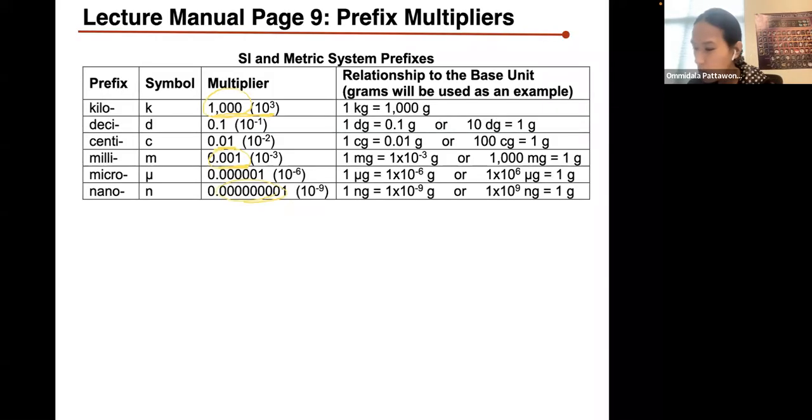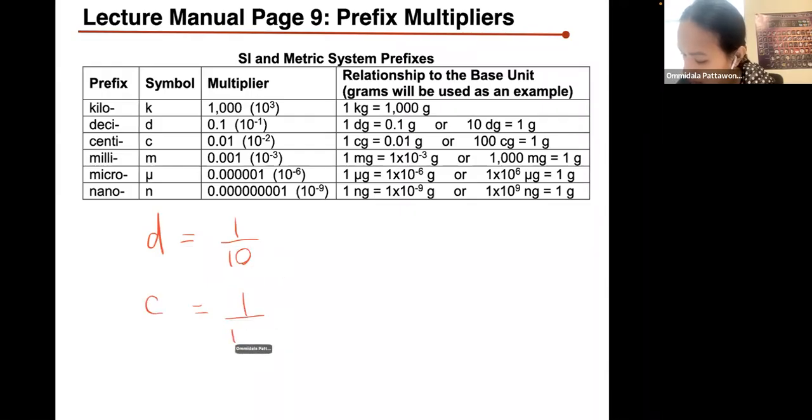If you want to write this in fractional form, kilo would be 1,000, and then deci, I'm going to list it like this, is equal to 1/10. So that's what it means. Centi is 1/100, which is equal to 10 to negative 2. Deci is 10 to negative 1, as listed on this table here.